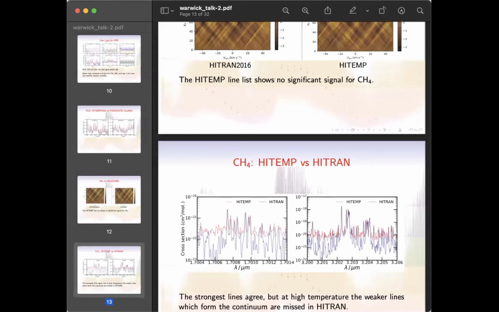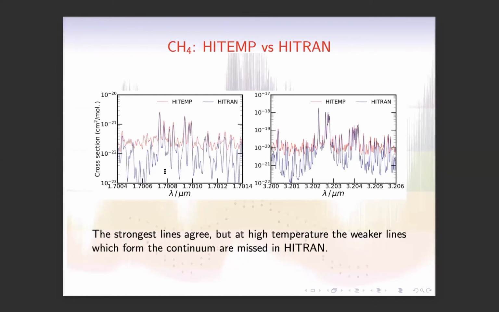We have one question, Sid, in the chat. Yeah, this is Dion, which asks, what causes these differences between line lists? Is it different assumptions, data sets, something else?